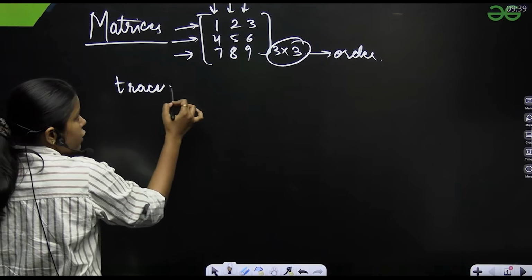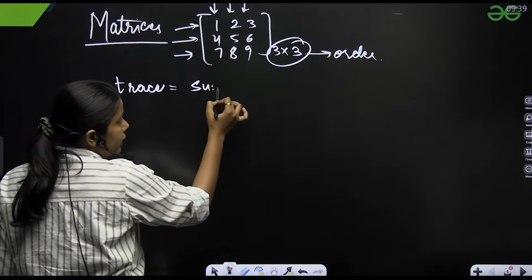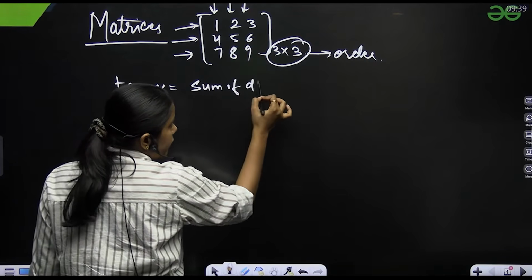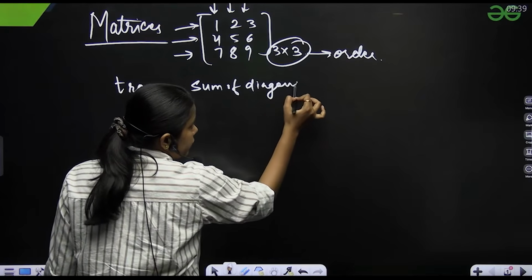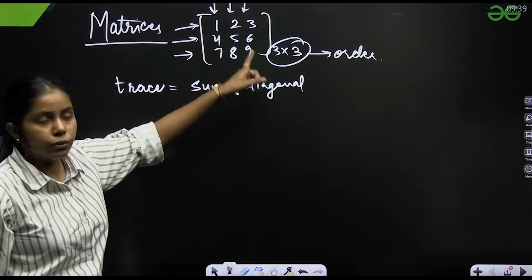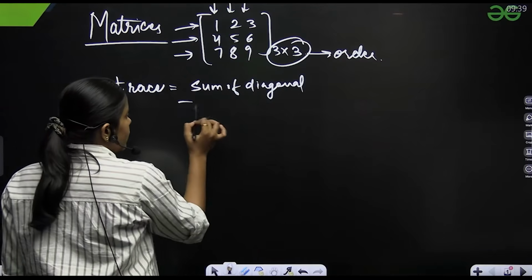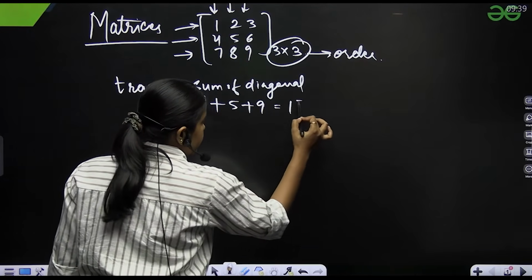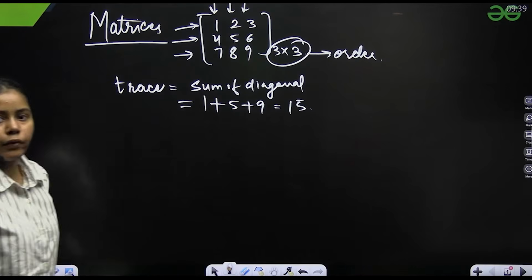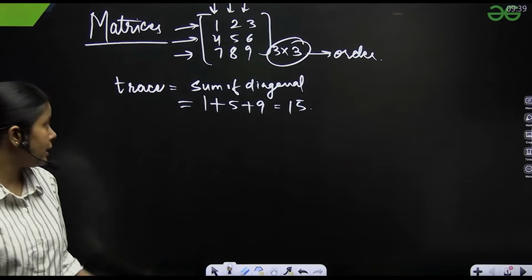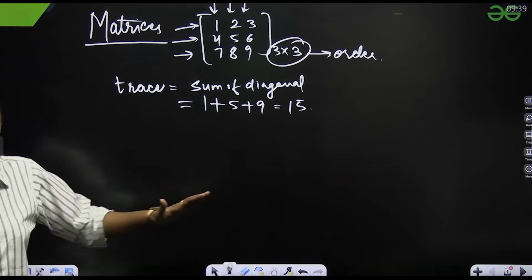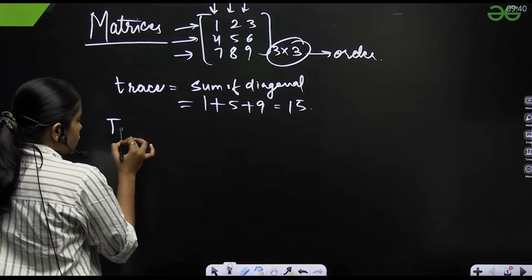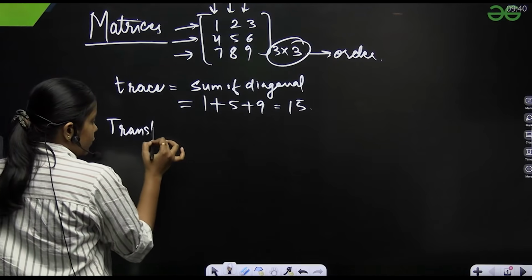So what is the trace of a matrix? Sum of diagonal entries. And what is a diagonal? The middle values, right? 1, 5 and 9. So here 1, 5 and 9 would be my diagonal. That means the trace would be 15. So we discussed some of the properties of trace, and then moving forward we discussed the transpose of a matrix.